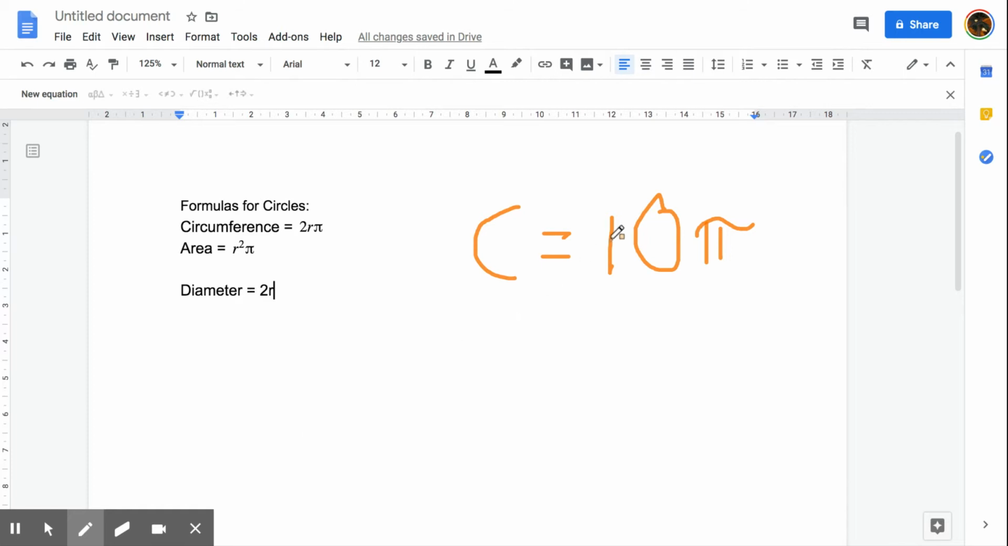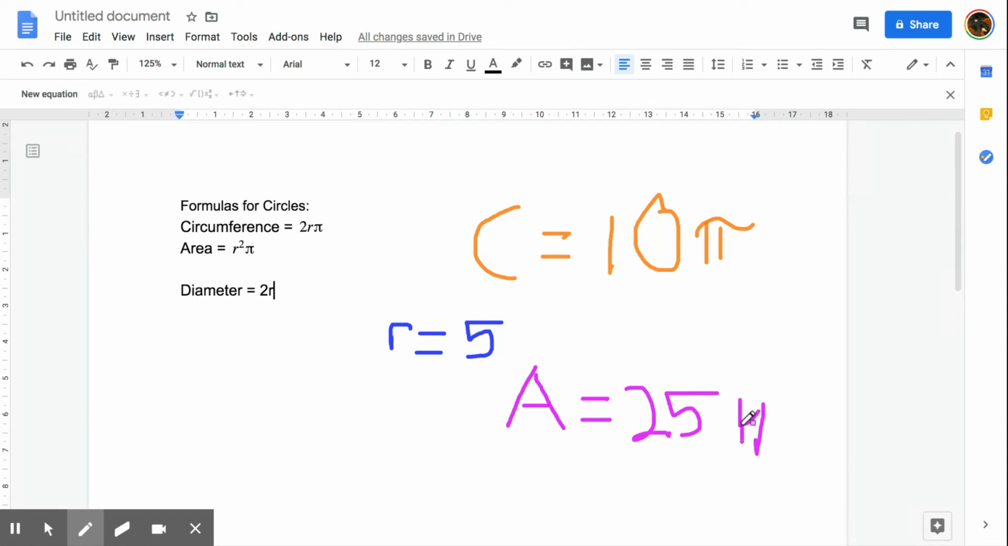Okay, so if your circumference is 10 pi, the radius is going to be 5. It's half of that number right there. So the radius is 10 divided by 2, which is 5. So the area is going to be 5 squared, which is 5 times 5, times pi. So the area is 25 times pi. Hope that helps.